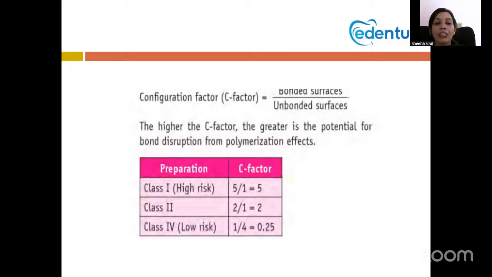For a class 1, it is very high, at 5. Class 2, it is 2. Class 4 is of low risk. So please keep these important points in your mind.